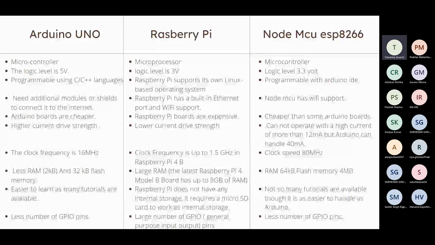C and C++ are the languages that are used in Arduino Uno. Whereas Raspberry Pi supports its own Linux-based operating system. And NodeMCU is programmable with Arduino IDE. IDE stands for Integrated Development Environment.